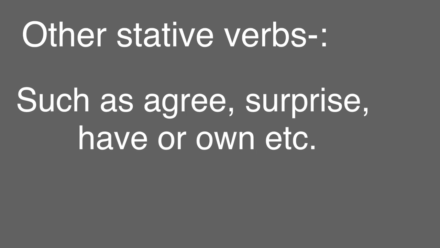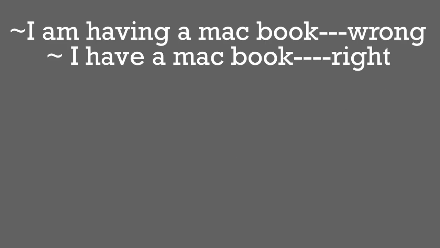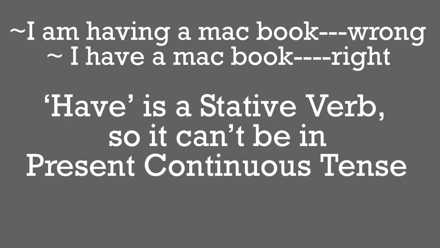A number of stative verbs can also be used as action verbs. In that case, they can be used in the present continuous. So they have to be action verbs. For example, I am having a MacBook is incorrect. It should be I have a MacBook. Here, have is a stative verb, so it can't be used in the present continuous tense.